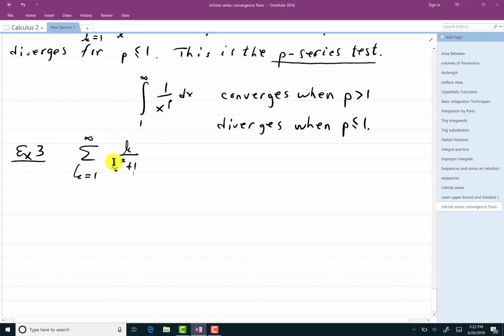So a series like this, if you look at it right now, the limit of this thing will go to 0 because the bottom has a higher power than the top. But does it actually converge? Well, we're going to take a look at the integral from 1 to infinity of x over x squared plus 1 dx. And you'll do your usual stuff.